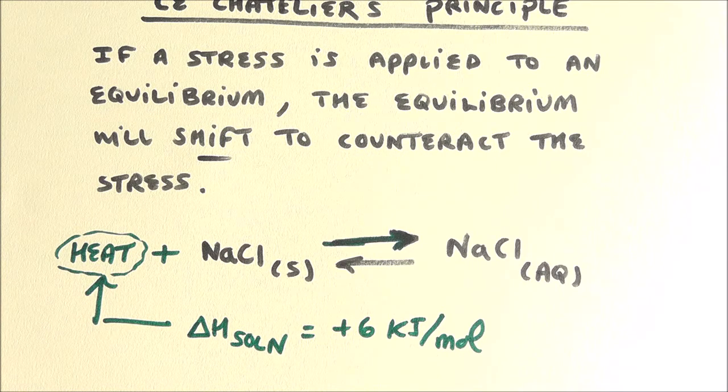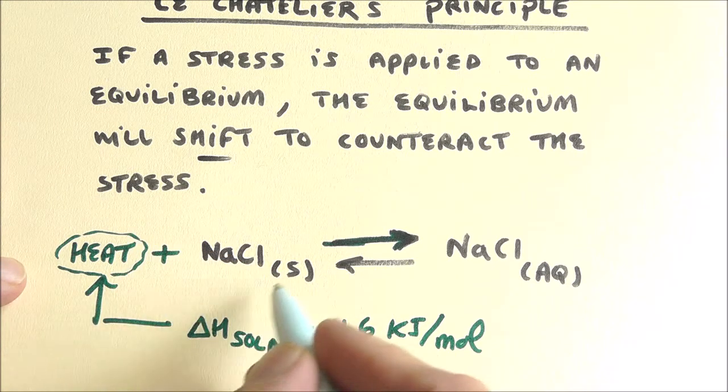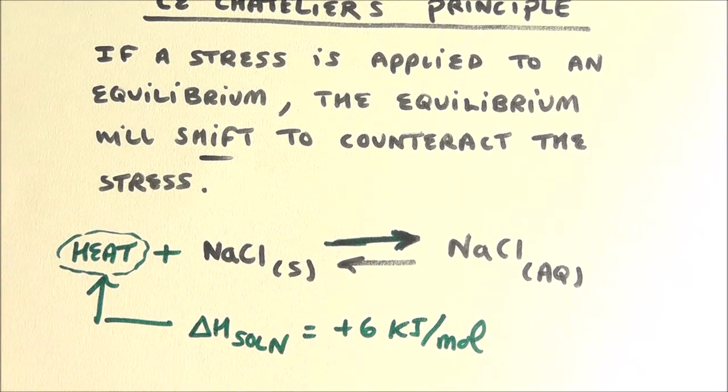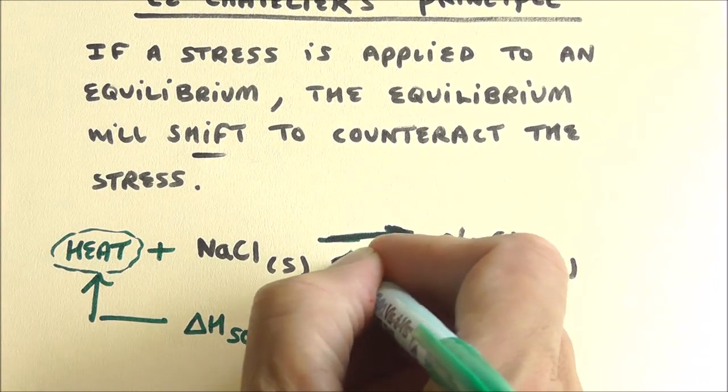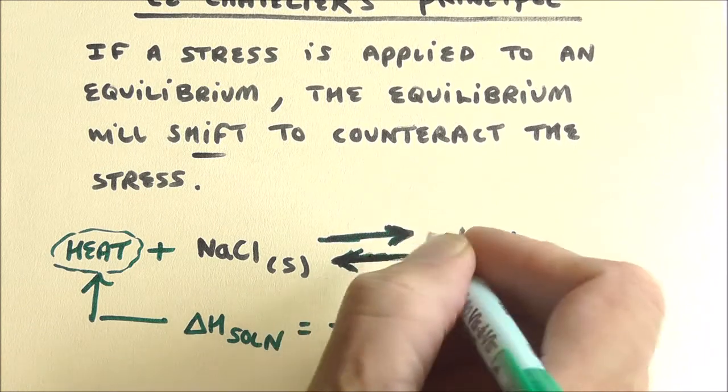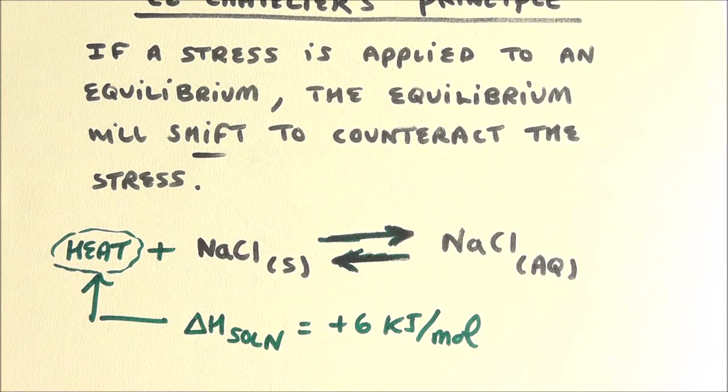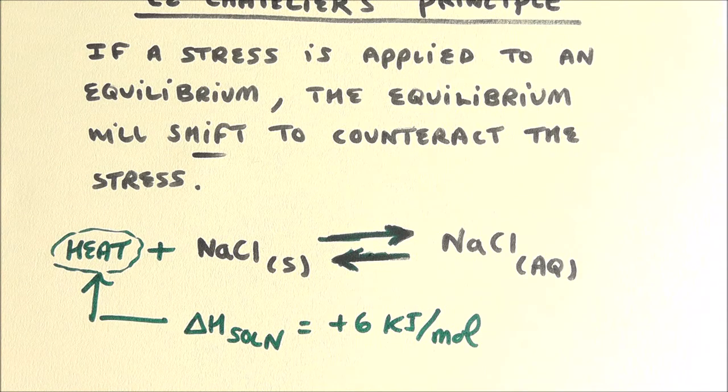If you were to remove heat, removing heat would then make this side of the equation too light, if you will. And so the way that the equilibrium could counteract that stress is if the other process were to increase, which is the process of precipitation, which in turn will generate more heat and replace the heat that was lost. So basically we have two results here for NaCl.